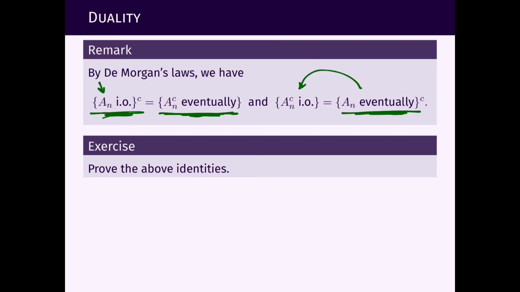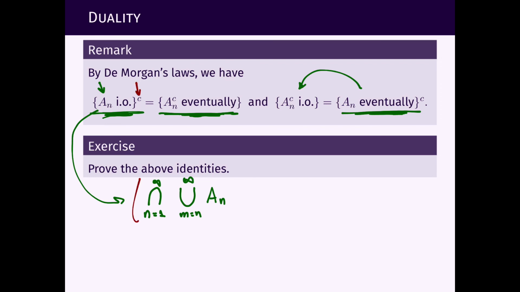But now how can we actually prove these identities? Well, we can write this. What is An infinitely often? By definition, this is equal to the intersection over n of the union over m of Am. And we're taking the complement of that set.